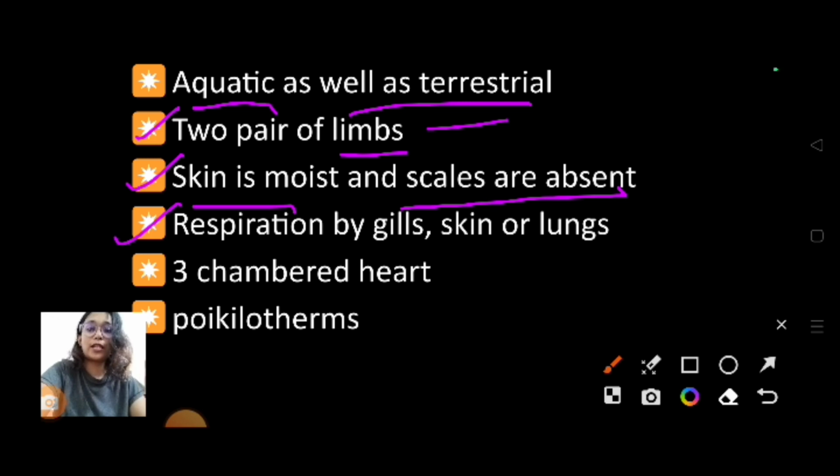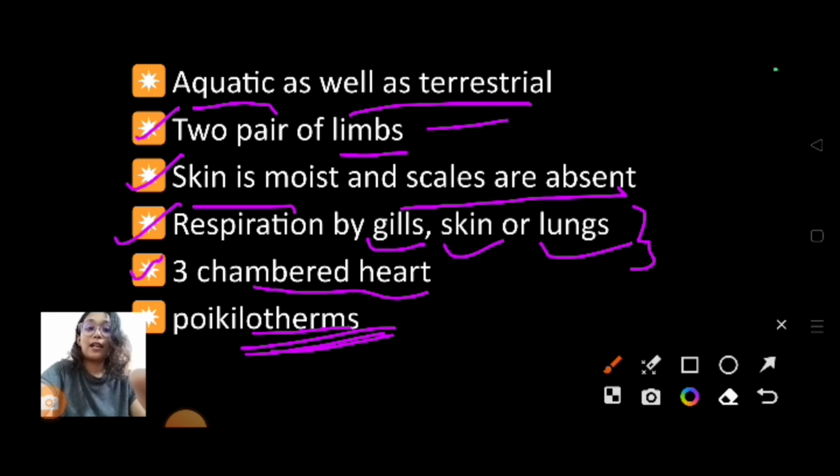Here respiration is through gills, and can be through skin also, or through lungs also. Three modes of respiration you can see in different animals. Generally they are having a three chambered heart. They are poikilothermic, meaning cold-blooded, meaning they can't regulate their body temperature. Therefore, it is called poikilothermic, that is cold-blooded animals.